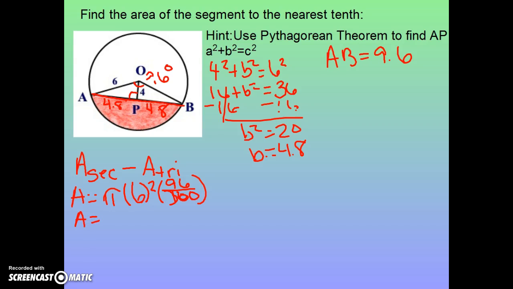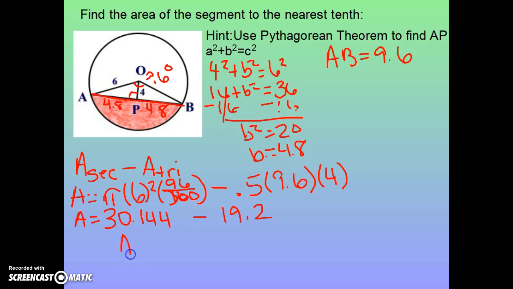So the area of that sector comes out to 30.144. And I'm going to subtract the area of my triangle, which is going to be 0.5 times 9.6 times 4, which comes out to 19.2. Subtracting 30.144 minus 19.2, I find that the area of my segment is 10.9.